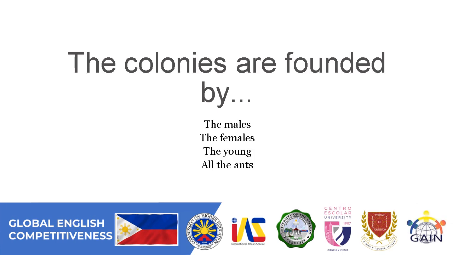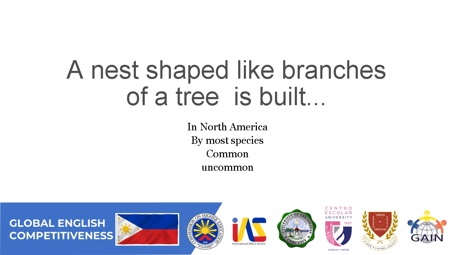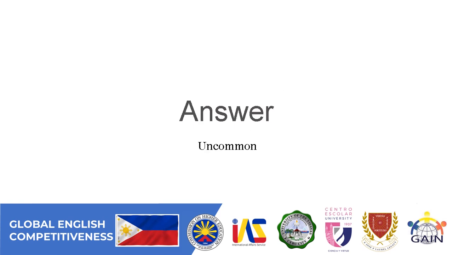Number 3. The colonies are founded by the males, the females, the young, all the ants. What is your answer? Correct. The females. Next number. A nest shaped like branches of a tree is built in North America by most species. Common, uncommon. What's your answer? That is correct. Uncommon.